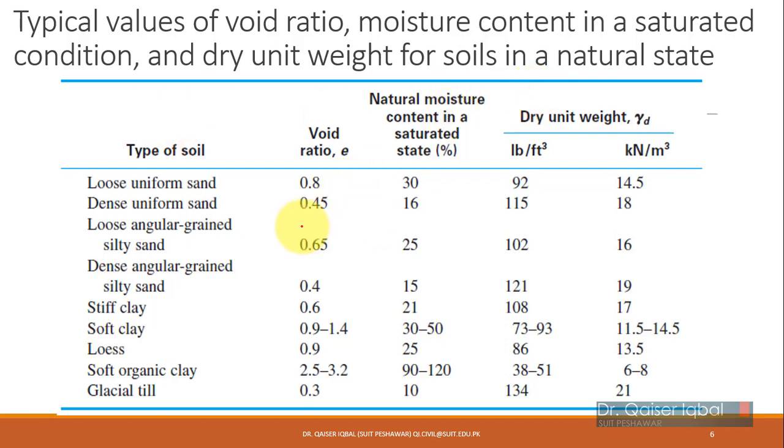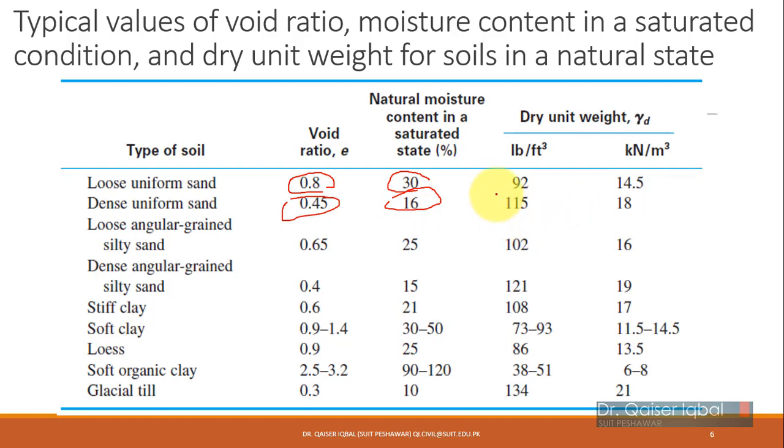So in case of sands, you can see loose and dense sands over here. If the sand is in loose form, obviously the volume of voids will be more, so the void ratio is high. If the sand is in dense form, the void ratio will be less. Similarly, you can see the natural moisture content. If the voids are more, there can be more moisture in that sand. If the voids are less, there will be less moisture content.